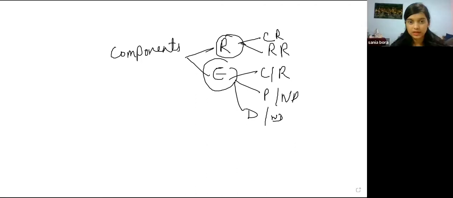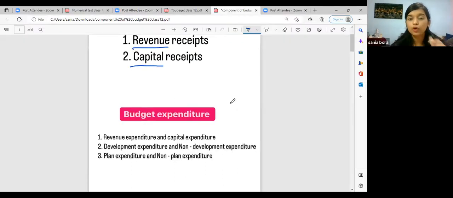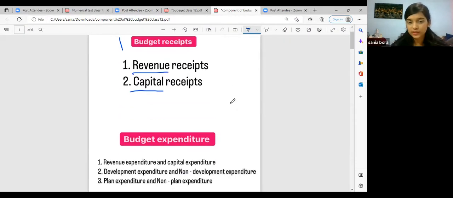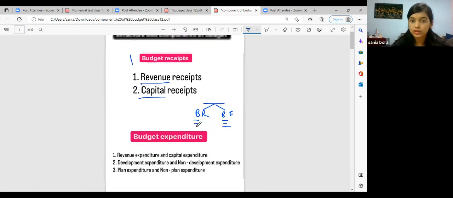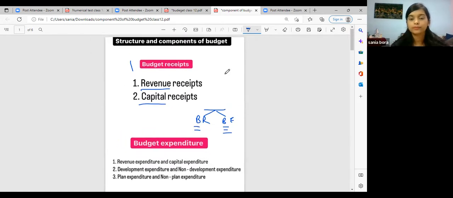I'm sharing my screen. If you want to make a flowchart, you can. Here you can write structure and components, then write budget receipt and budget expenditure, with 2 points over here and 3 points over here. Like this, or if you want to write it another way, you can. It's totally your choice.